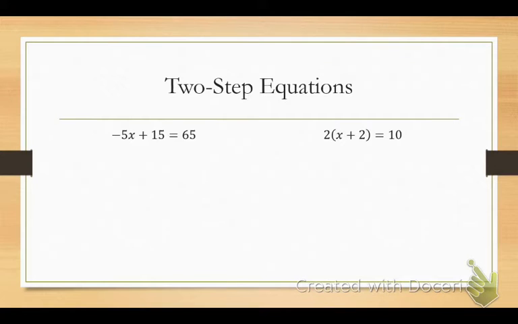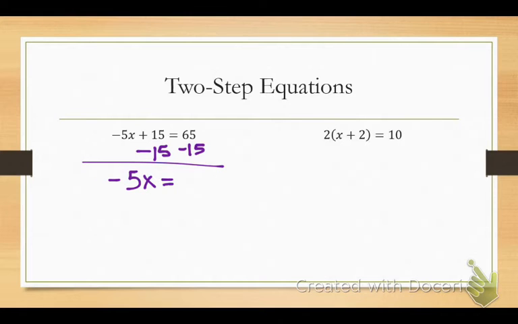Okay, 2-step equations. I've included 2 equations in this slide because I want to make sure that we're covering what we call the common mistakes that we see in this type of section. I'm trying to give you guys problems where we see common mistakes happening. First equation, what do I do first? Just tell me. Subtract 15 from both sides. 65 minus 15 is 50.